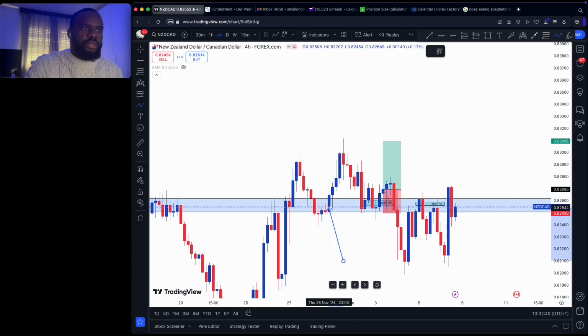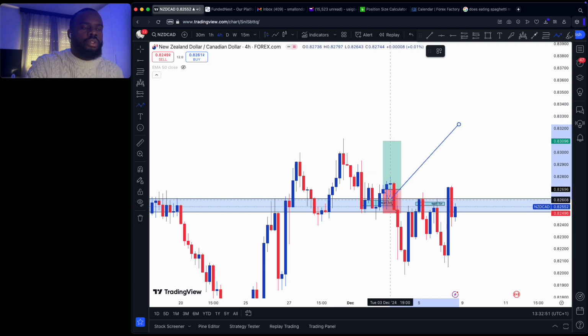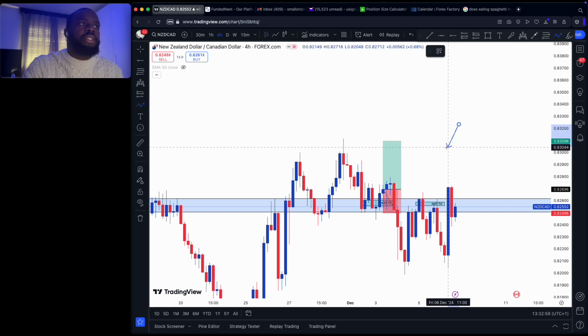Price made this huge move to the upside, which made the 4 hours bullish overall. So what I did was wait for price to come down into this zone and give me a shift of structure, then an entry signal for me to take the price to the upside. That was exactly what price did.